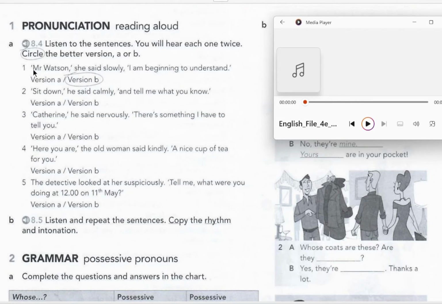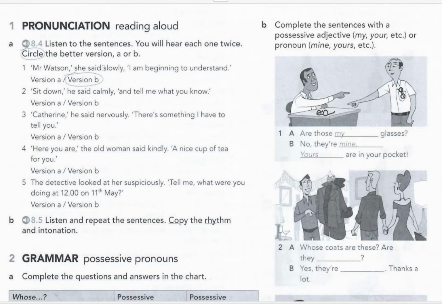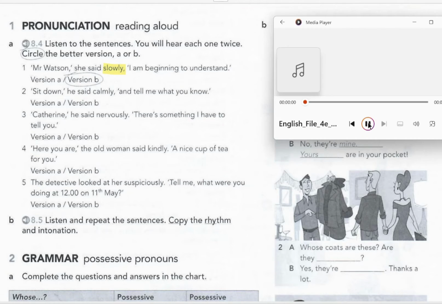Now, if you read the first one, Mr. Watson, she said slowly. So this word "slowly" is important for us. We need to circle which version says "slowly" the way Mr. Watson would, right? So let's do that.